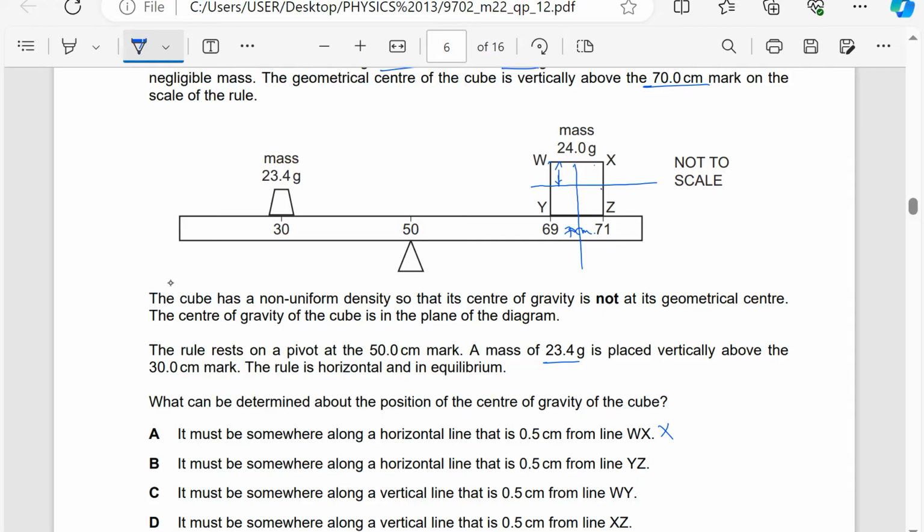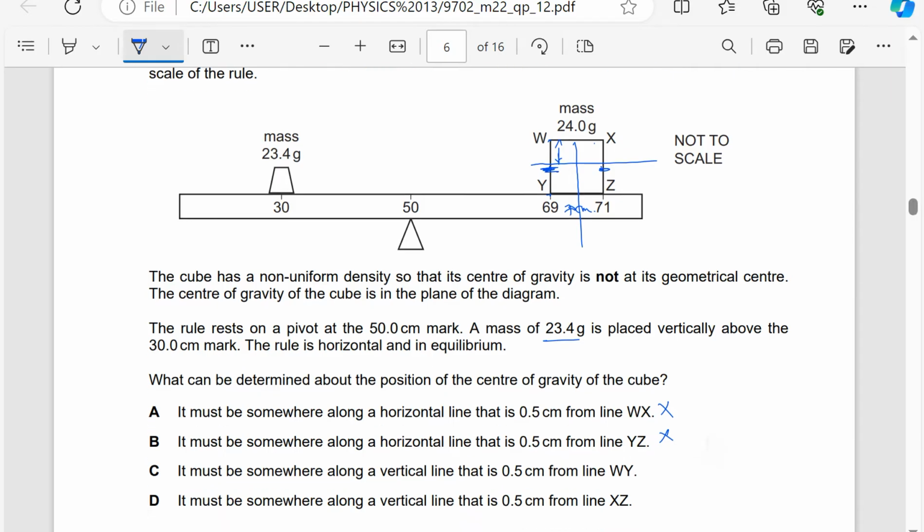Let's check the second one. It must be somewhere along a horizontal line that is 0.5 centimeters from line YZ. That still means the same. It can be 0.5 centimeters from the bottom to this point here or to this point here. That means this is not true because equilibrium cannot be determined by that.